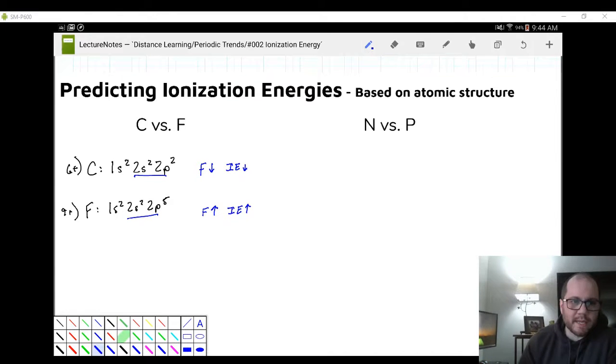So we see that it comes down to the nuclear charge, in this case, going from left to right in the periodic table, that is responsible for the increase in the ionization energy.